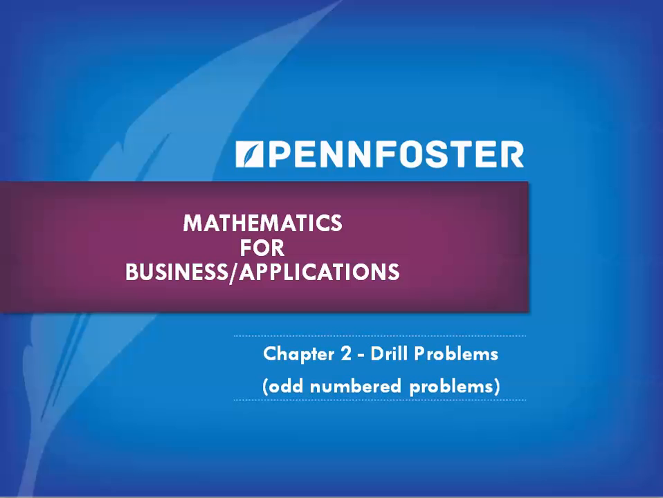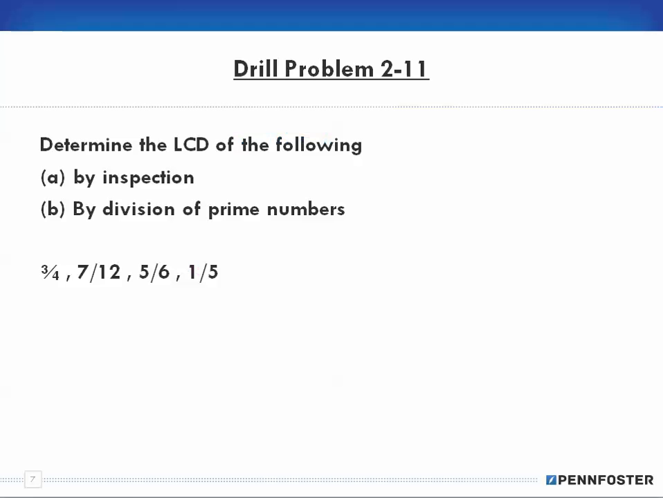So let me pull it up here. All right, there we go. And let me grab a pen. Okay, this problem says determine the lowest common denominator of the following. We're going to do it A, by inspection, and B, by division of prime numbers.